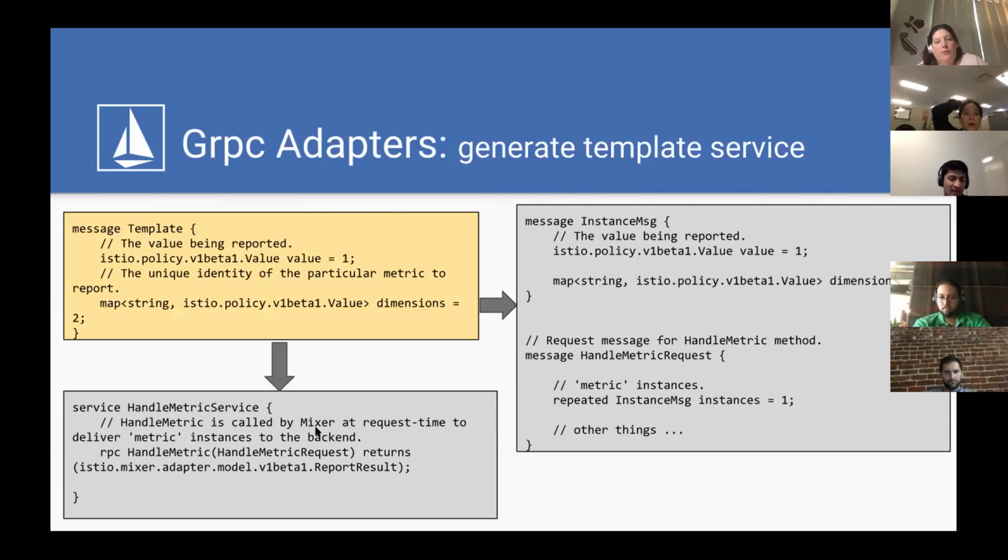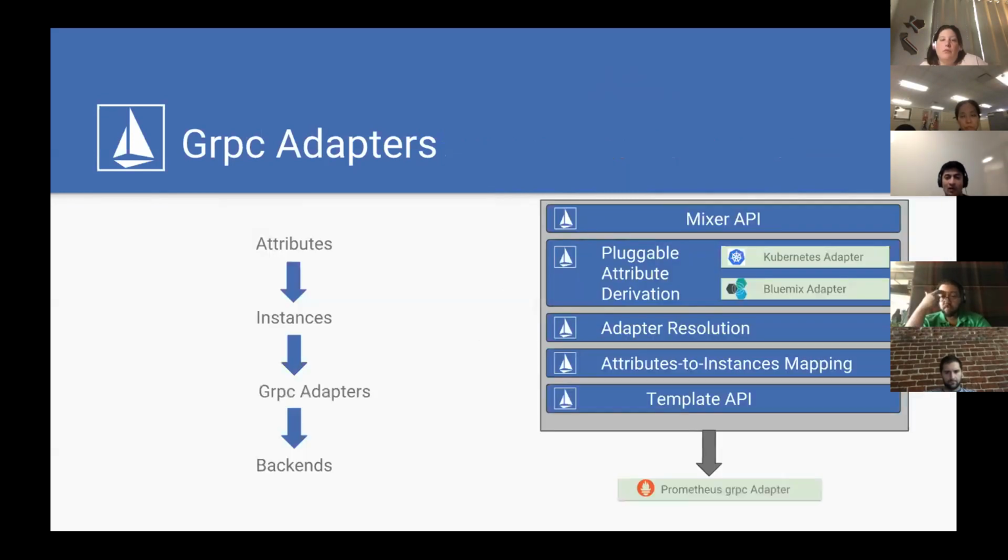And then on the left, bottom left, you see the actual gRPC service, which is defined, and it accepts a metric request and responds with a standard report result. So functionally, whether it's the gRPC adapter that's compiled in or the gRPC adapter that's running outside, the interface is very, very similar. It is still receiving that instance, and it's receiving the same information, but it is now decoupled from Mixer proper.